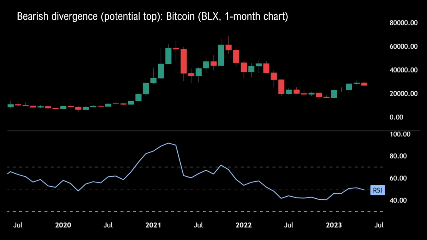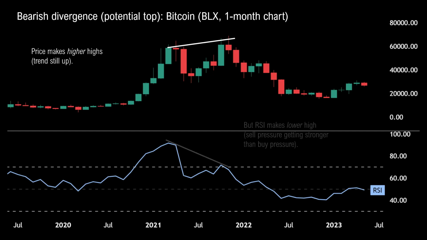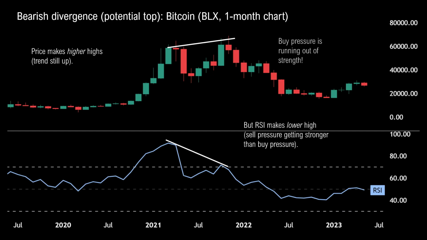Let's now zoom out to the 1 month time frame for Bitcoin. Here we have a slightly higher high on the price and then a lower high on the RSI. That was a signal that buy pressure was running out of strength relative to sell pressure.